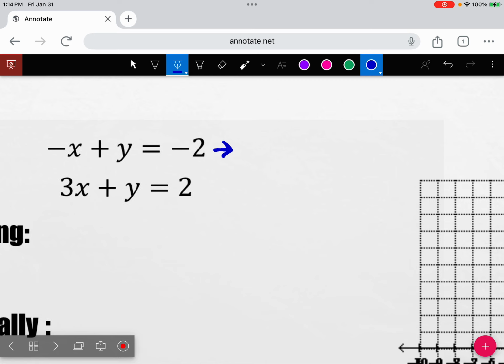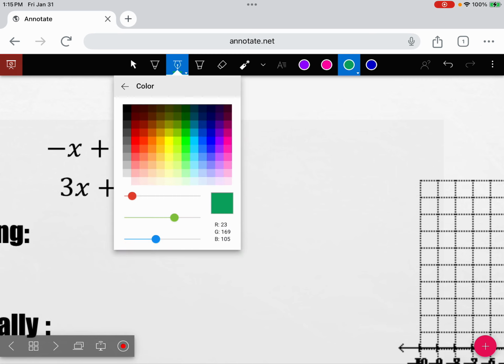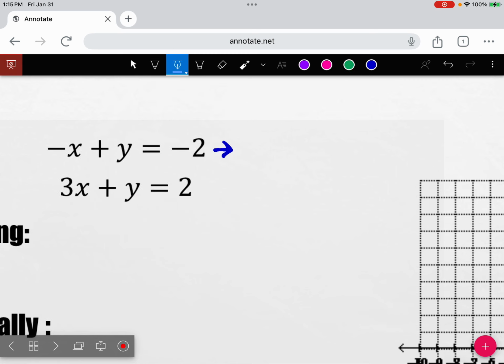So we have minus x plus y is minus 2. Well, in order to get this to be in my slope-intercept form, I need to get my y equals. So I'm going to go ahead and add x to both sides here. That's going to give me a y on the left-hand side all by itself. And if I have minus 2 plus x, that's the exact same thing as having x minus 2, because I have a positive x and a negative 2. It means the same thing.